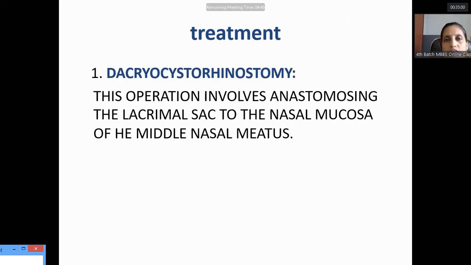So what is the treatment involved in chronic dacryocystitis? Chronic dacryocystitis cannot be treated with simply antibiotics or simply massage. These treatments are only for congenital dacryocystitis. In case of chronic dacryocystitis, you have to go for dacryocystorhinostomy. This operation involves the anastomosis of the lacrimal sac to the nasal mucosa at the level of the middle meatus.